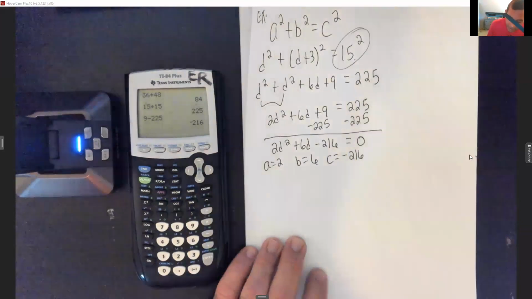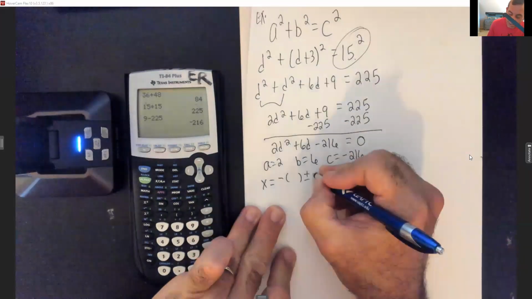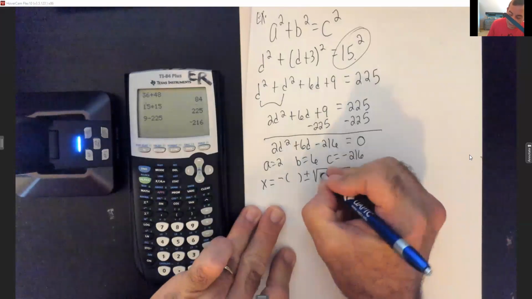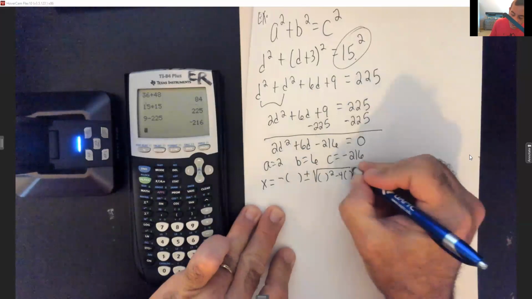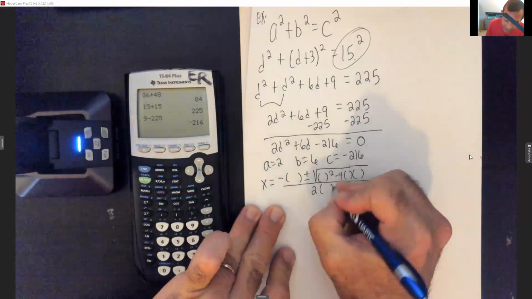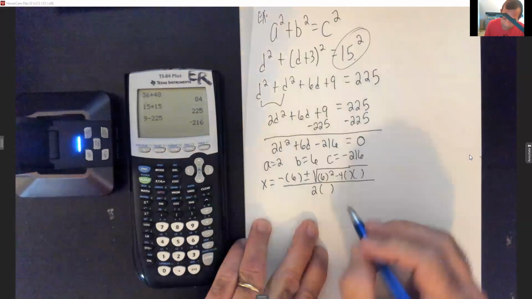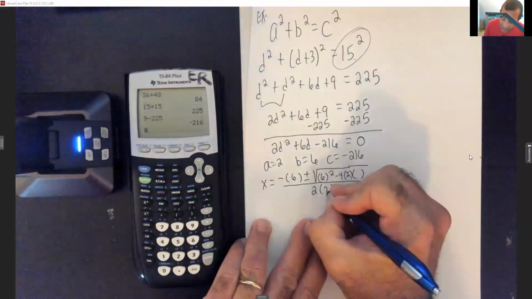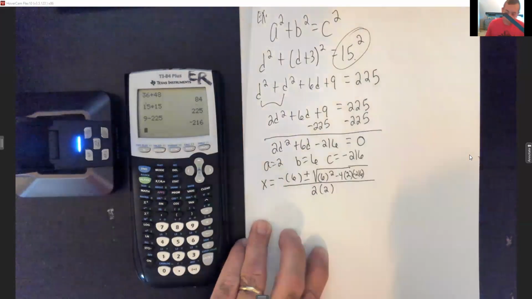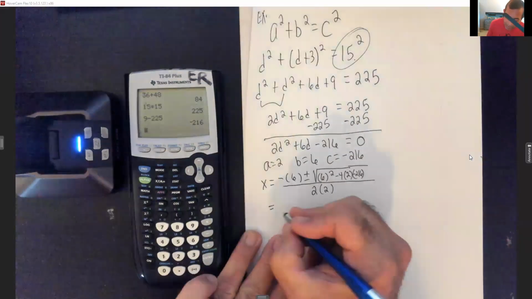All right, y'all, so here we go. X equals negative B plus or minus square root B squared minus 4 times A times C all over 2 times A. All right, B was 6. A was 2. And C was a negative 216. All right, so this should work out a little nicer. That's going to still make that a negative 6 plus or minus.